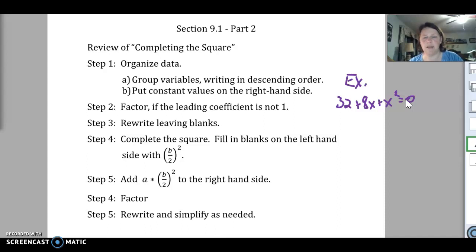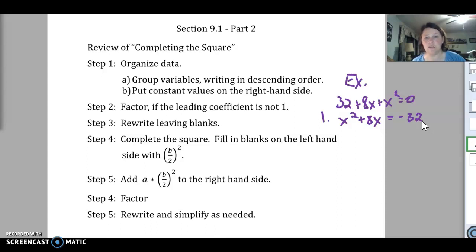This one, not too bad. But a little bit later, when you start getting two variables in one question, then you have to be really careful. So we will group our variables, get them together, write them in descending order according to the variable, and then get all constants onto the right hand side of the equation. So let's do step 1 here. We're going to organize. So x squared plus 8x is equal to negative 32. I got my x's together in a group, put them in descending order, and moved the constant to the right hand side. So we are good for step 1.